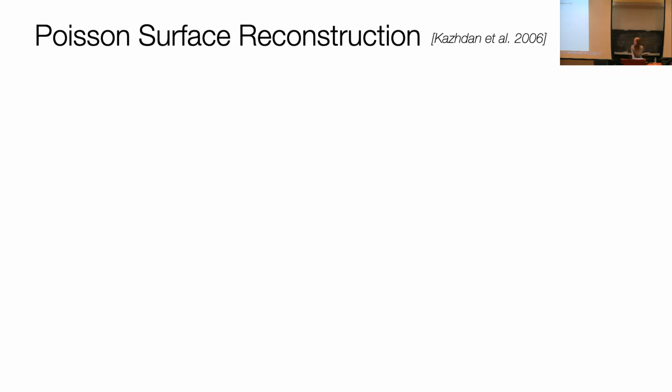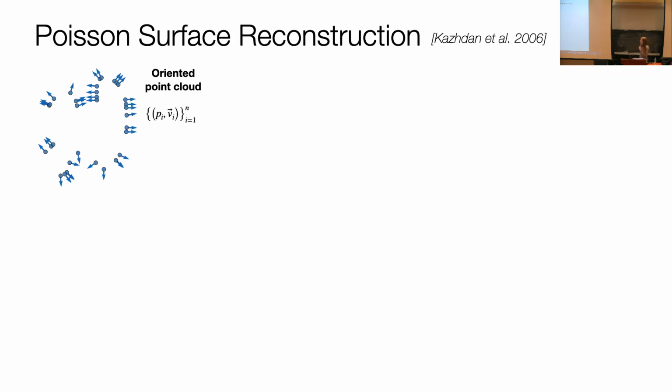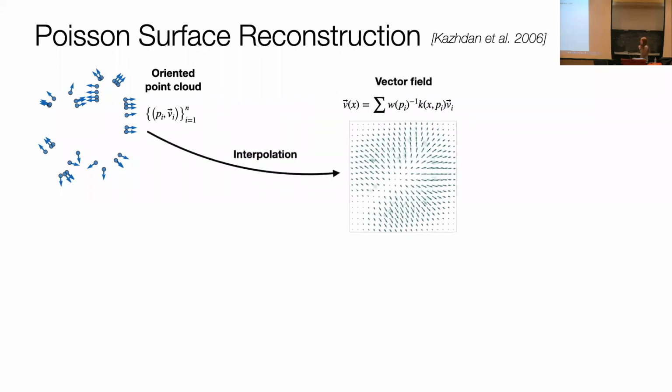So here's how I interpret Poisson reconstruction. You start with an oriented point cloud, which mathematically is just a bunch of points and a bunch of vectors. And the first step is you do an interpolation. So you go from the vectors that are described only at some points in space, which is your point cloud, at a discrete set of points, you go to a vector field that you can sample anywhere in space.